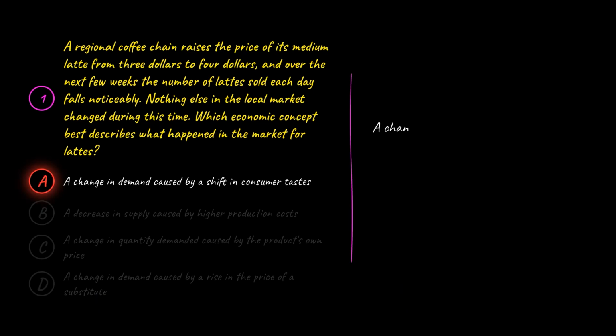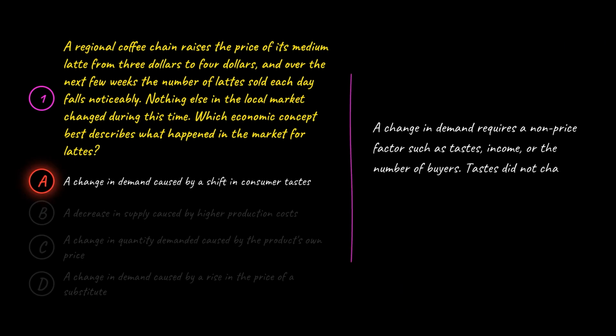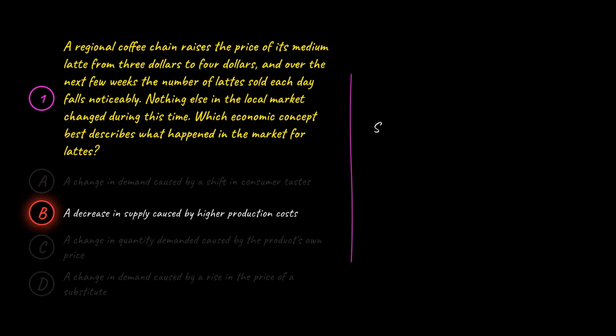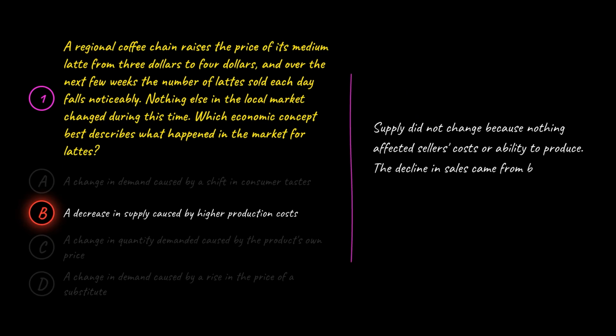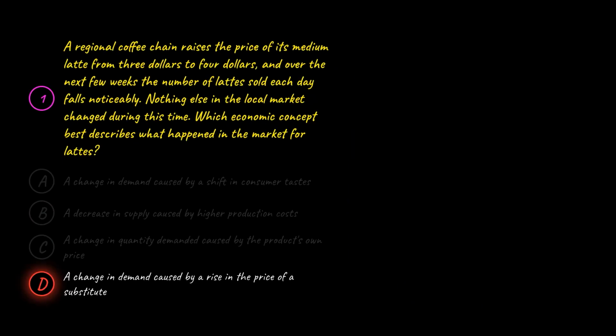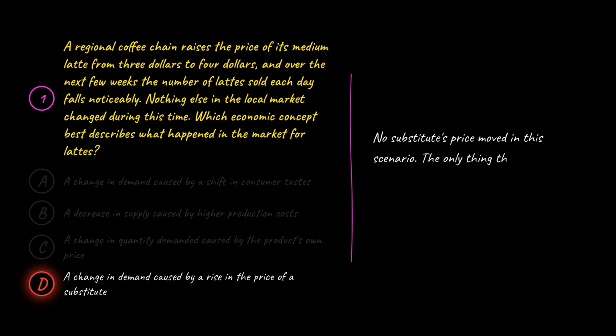A is wrong because a change in demand requires a non-price factor such as tastes, income, or the number of buyers. Taste did not change here. The price did, so the whole curve does not shift. B is wrong because supply did not change, because nothing affected sellers' cost or ability to produce. The decline in sales came from buyers reacting to a higher price, not from a leftward shift in supply. D is wrong because no substitute's price moved in this scenario. The only thing that changed was the latte's own price, which affects quantity demanded, not demand.